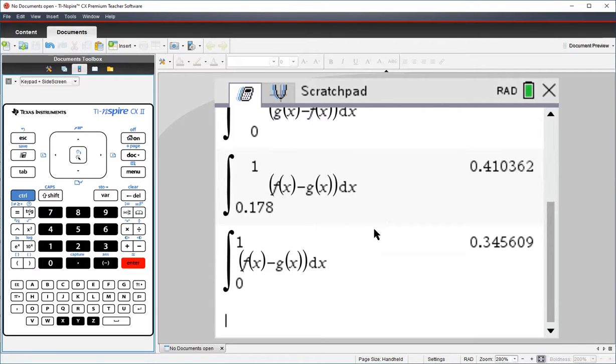area between two curves. If there are multiple regions involved, you want to be careful about which is the top function and which is the bottom function over each one of those subregions.